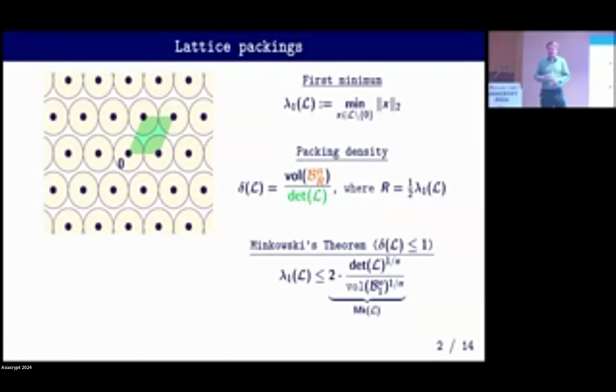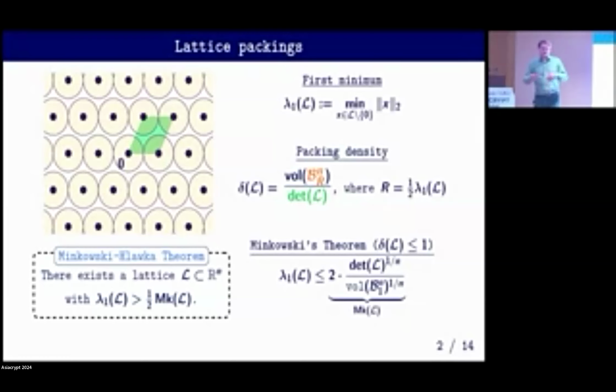And of course, if you have such an upper bound, which we will here call the Minkowski bound of the lattice, then the interesting question, just from a mathematical perspective, is how close can we get to this upper bound? How good of a lattice packing can we find? And one answer to this is given by the Minkowski-Hlawka theorem, which says that in any dimension n there exists a lattice where the first minimum is at least a half times this Minkowski bound. So we can always reach this upper bound within a factor 2. And in the following 2 slides, we will give a quick proof of this theorem.